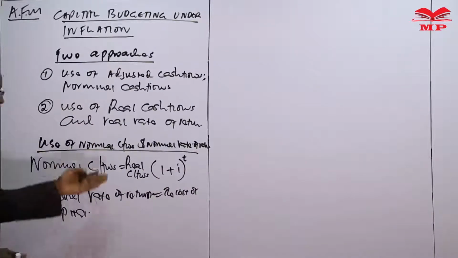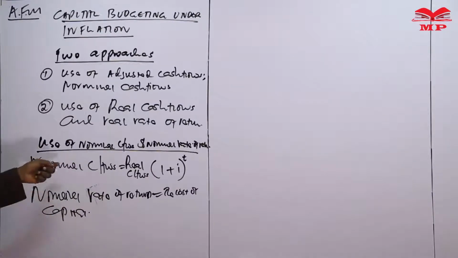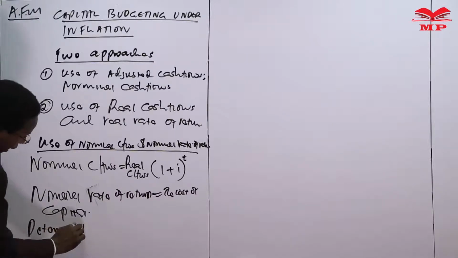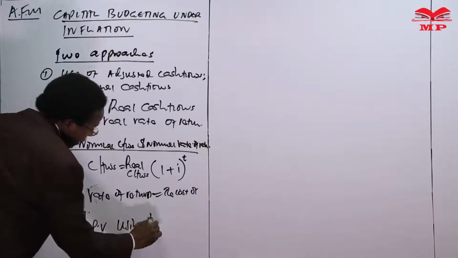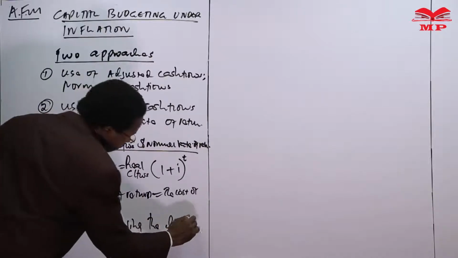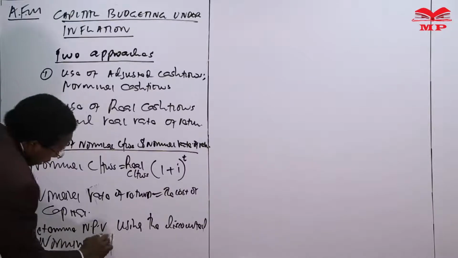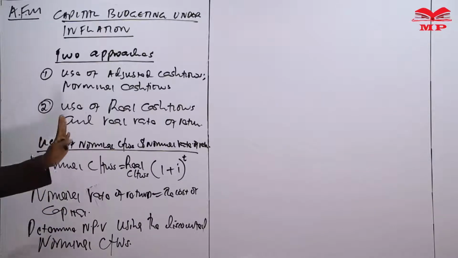So if you use the nominal cash flows and the nominal rate of return, this is how you go about it. After you have determined the nominal cash flows, you discount them, then determine the NPV using the discounted nominal cash flows. So these are the items that you need to identify, and you move on.